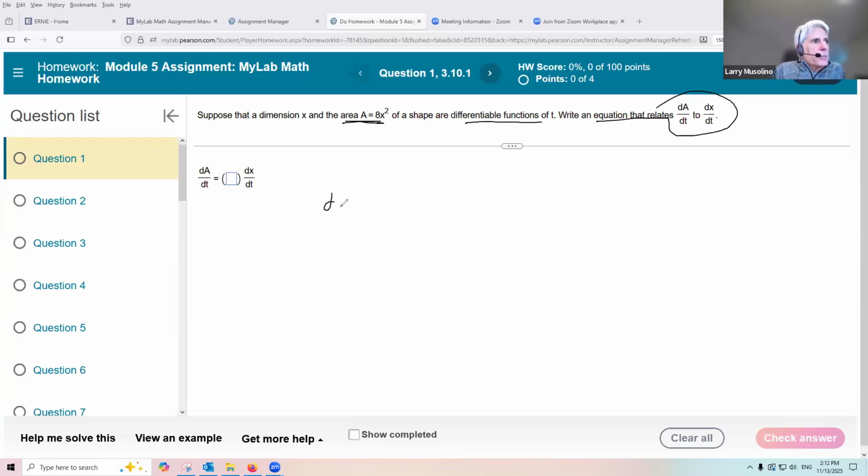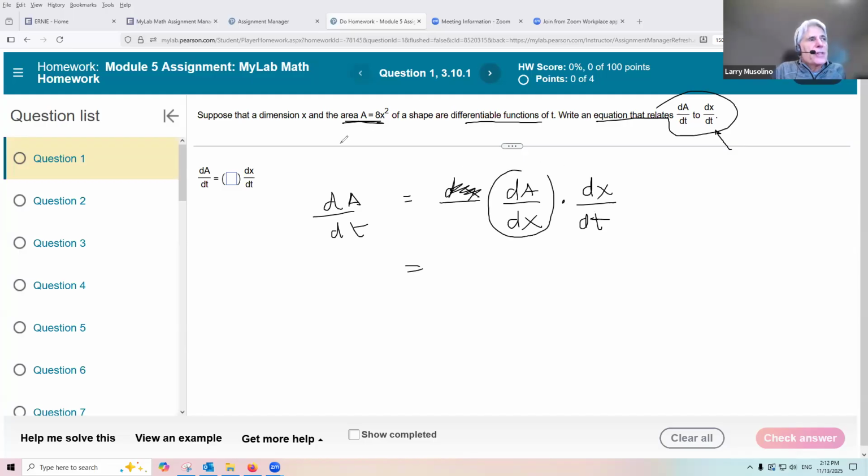Well, you can think of this in terms of the chain rule. So we could think of dA/dt as being dA/dx times dx/dt, because they're asking us to figure out the relationship with regards to dx/dt. All right, well, let's work out dA/dx. That's just the derivative of A with respect to x.